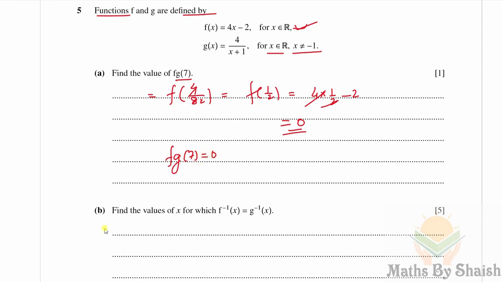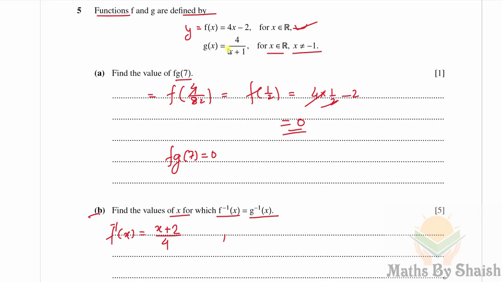Next is find the value of x for which f inverse x is equal to g inverse of x. So what we are going to do is find the inverse function of these, and from here we can calculate f inverse. For f inverse we can directly say this is going to be y, so (y plus 2) upon 4. So it is going to be (x plus 2) upon 4. It is the f inverse.